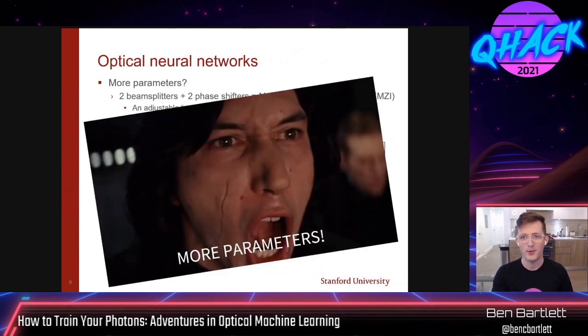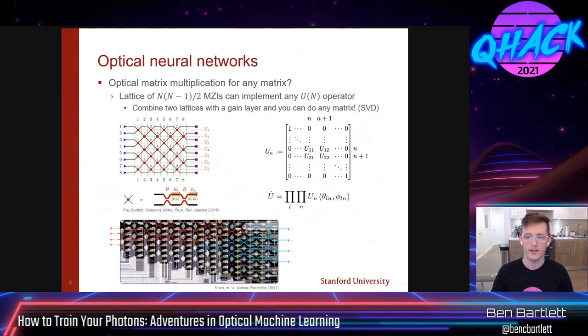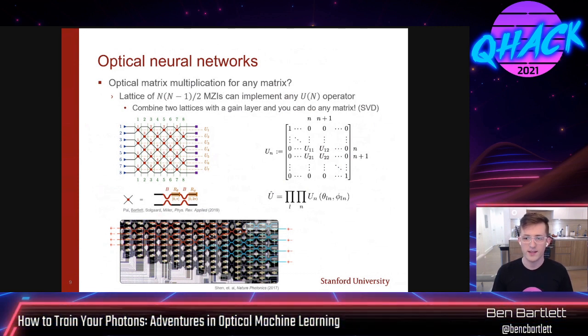But what if we want more parameters? Well, then you can put a bunch of MZIs together into a lattice. And if you have n times (n minus 1) over 2 MZIs, then you can actually implement any n-dimensional unitary matrix. And by sequentially programming each of the local interactions between the neighboring MZIs, or between the neighboring waveguides at each MZI, you can tell the entire structure to implement any unitary transformation on the input optical modes.